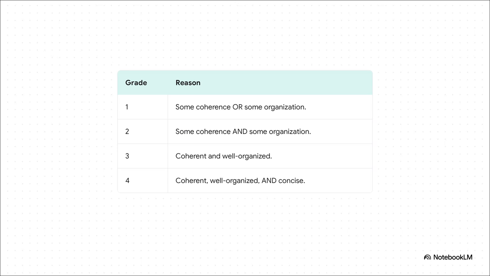Now, check this out. Look at the jump from 3 marks to 4. Getting a 3 is about being coherent and well organized. Pretty standard. But to get that top mark, you need one more secret ingredient. You have to be concise. That means no fluff, no repeating yourself. Every word, every graph, every equation has a purpose.